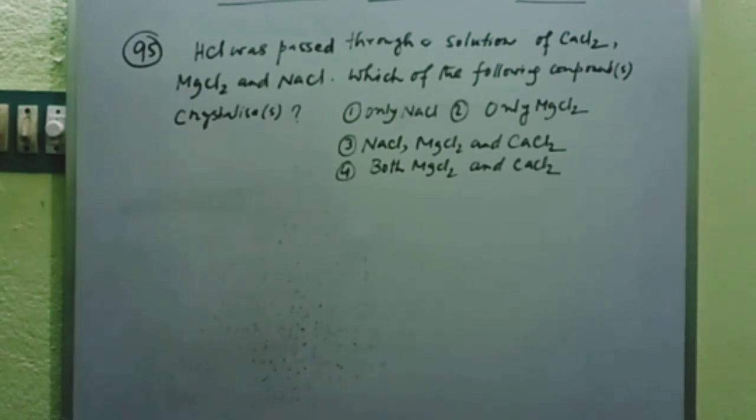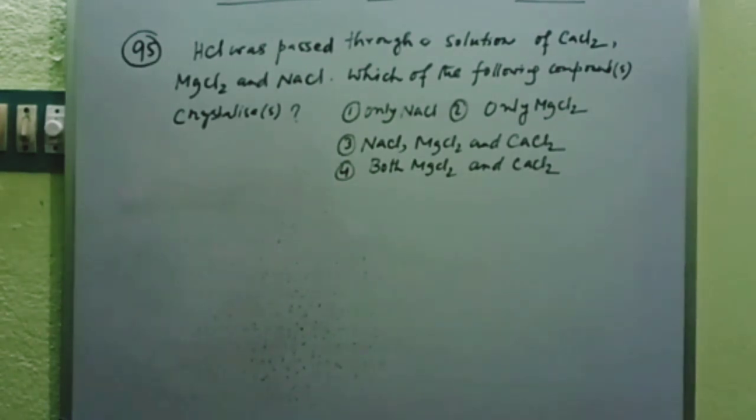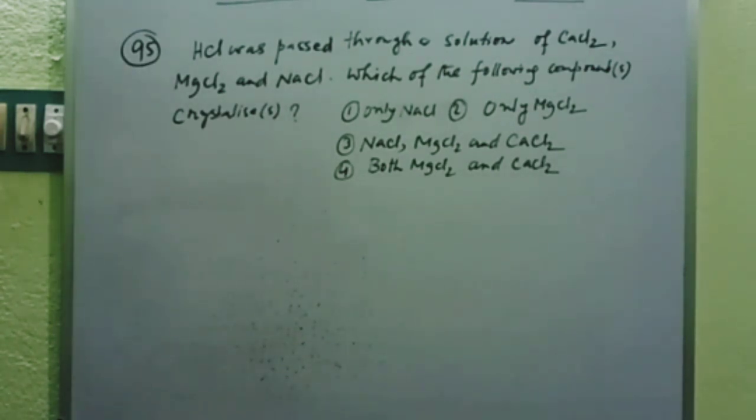Now, question number 95. HCl was passed through a solution of calcium chloride, magnesium chloride, and sodium chloride. Which of the following compounds crystallizes? Option 1 is only NaCl, option 2 is only magnesium chloride, option 3 is NaCl, MgCl2 and calcium chloride, and option 4 is both magnesium chloride and calcium chloride.